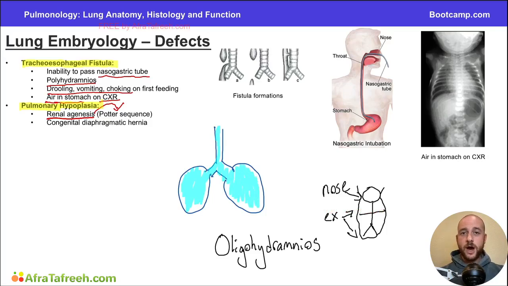So if we have oligohydramnios, or a low level of amniotic fluid, then this fluid's not going to occupy the lungs, and it's not going to get as strong a growth stimulus, and that's going to result in the underdevelopment of the lungs, also known as pulmonary hypoplasia.